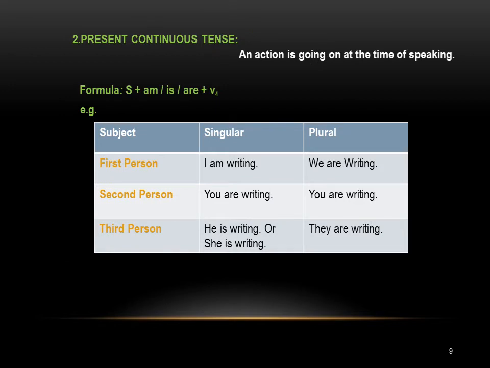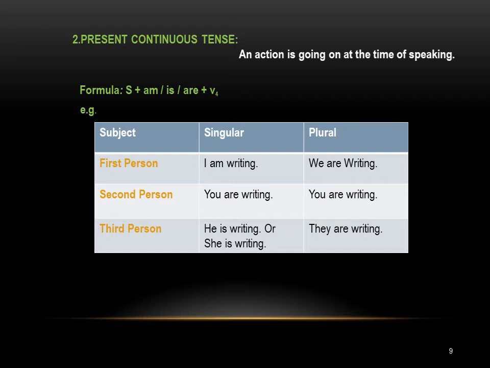Next, present continuous tense. In this tense, an action is going on at the time of speaking. Here also I mention one formula. S plus am slash is slash are plus V4. S is subject, am slash is slash are are helping verbs. We can also say auxiliary verb. And V4 means present participle form of verb. Okay.